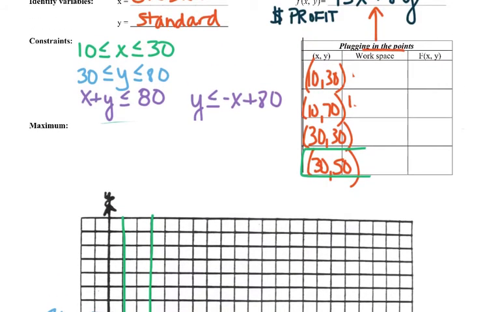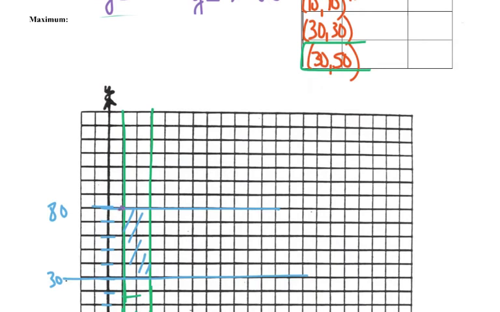But I still have to do the X plus Y is less than or equal to 80, or Y is less than or equal to negative X plus 80, right? I just solved that for Y. So I'm going to do my Y-intercept of 80, and then down 1 over 1, down 1 over 1, down 1 over 1. So this gives me less than or equal to this shape right here. This is my polygon. And then I'm going to identify the 1, 2, 3, 4 corners of that polygon.